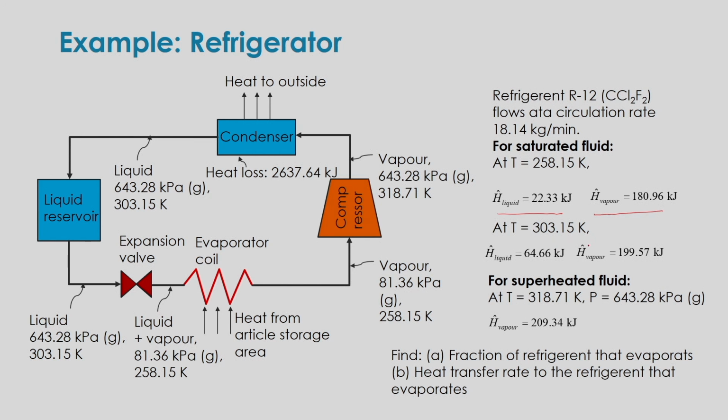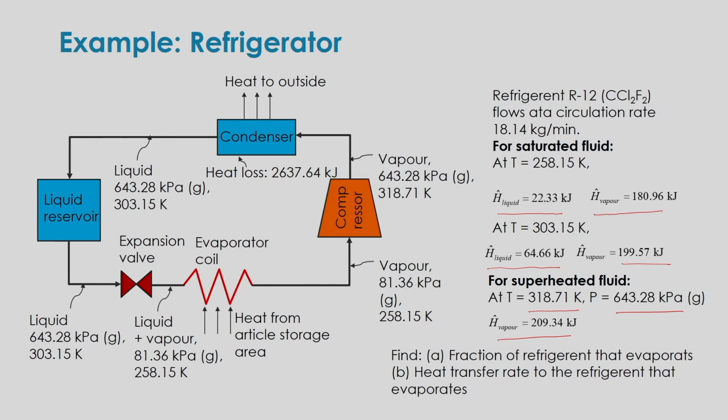whereas at 303.15 K, the enthalpy of the liquid is 64.66 kilojoule, and the enthalpy of the vapor is 199.57 kilojoule. And for superheated fluid at a temperature of 318.71 K, the pressure is 643.28 kilopascal, and the enthalpy of that vapor is 209.34 kilojoule.